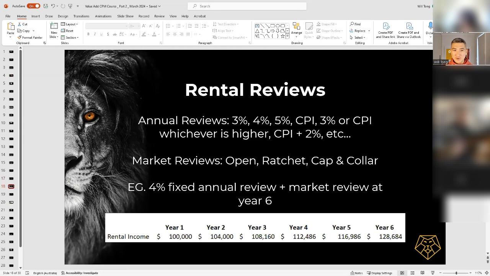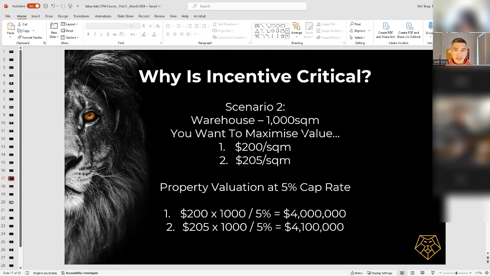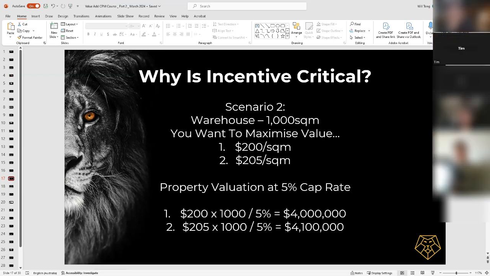Okay, before I move on, any questions on incentives? Hi, Will. Dan here. Just want to check, for incentives, do you always give that to new tenants only, or would you consider it for an existing tenant if there's an ongoing lease? Yeah, 100%. So this is what you have to weigh out.